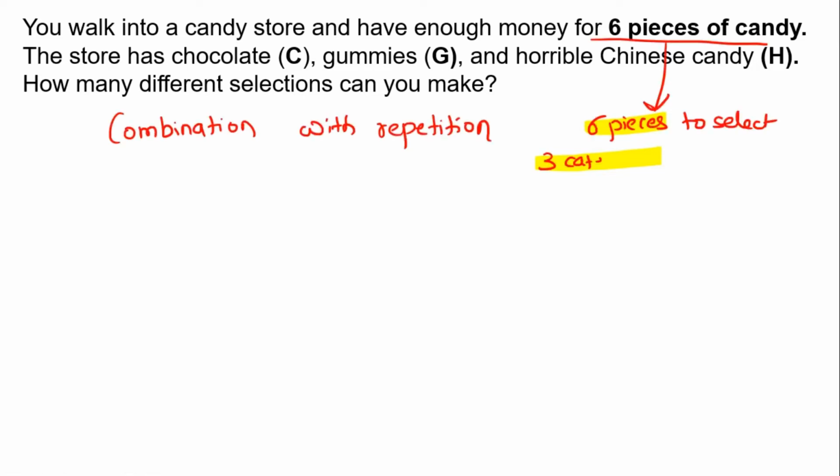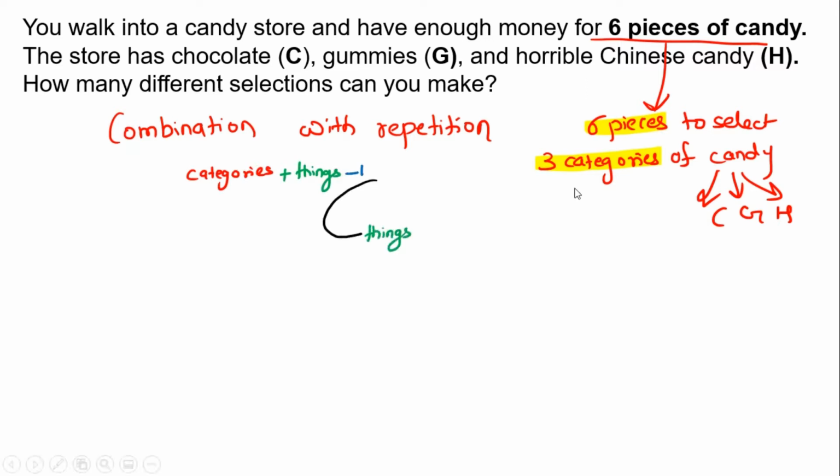So this is the question: given that we just have to select 6 pieces of candy and 3 categories of candy are available. Now when we are solving combination with repetition, we can have different kinds of formula. First formula is: how many categories are available plus how many things you have to select, minus 1, combination with how many things you have to select.